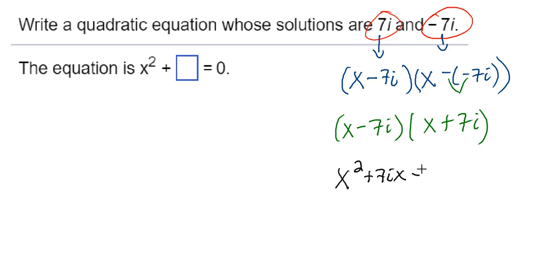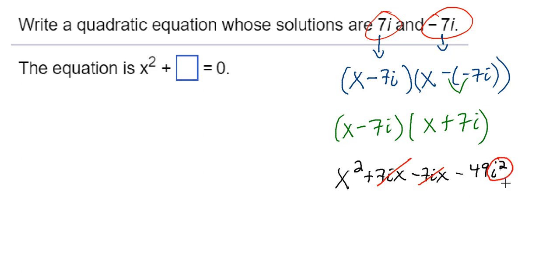-7i times x will be -7ix. And then -7i times positive 7i will be -49i squared. And even though our factors had those imaginary numbers, they were carefully chosen so that when we multiply these together, all the imaginary stuff just goes away. 7ix minus 7ix, they cancel each other out.